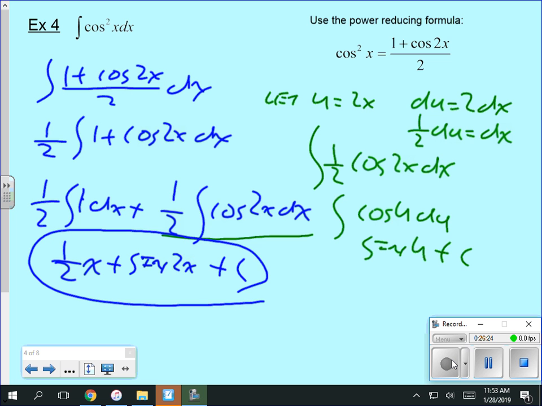Do you see what he's saying? It should be 1/4, not 1/2. Because this gets replaced with 1/2 du. So I should have this 1/2 still here, and another 1/2 to go with the du for that replacement. So this should be 1/4 sine x.